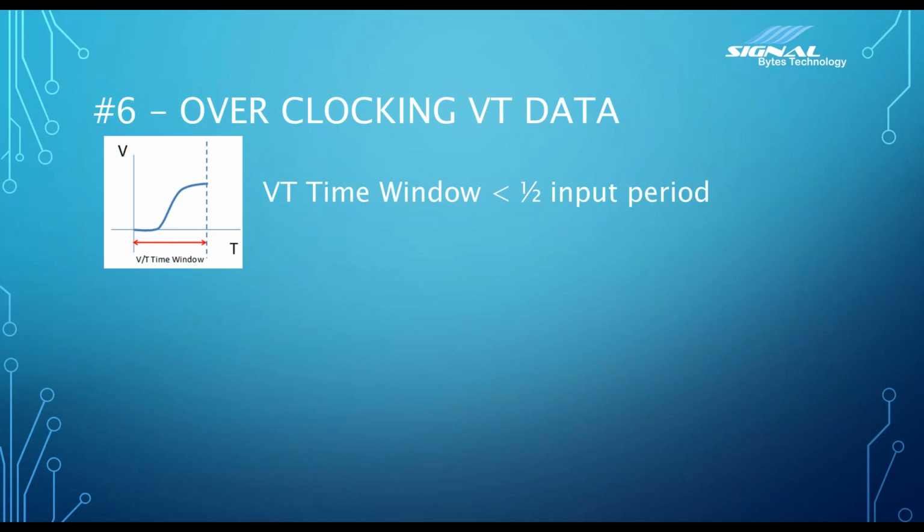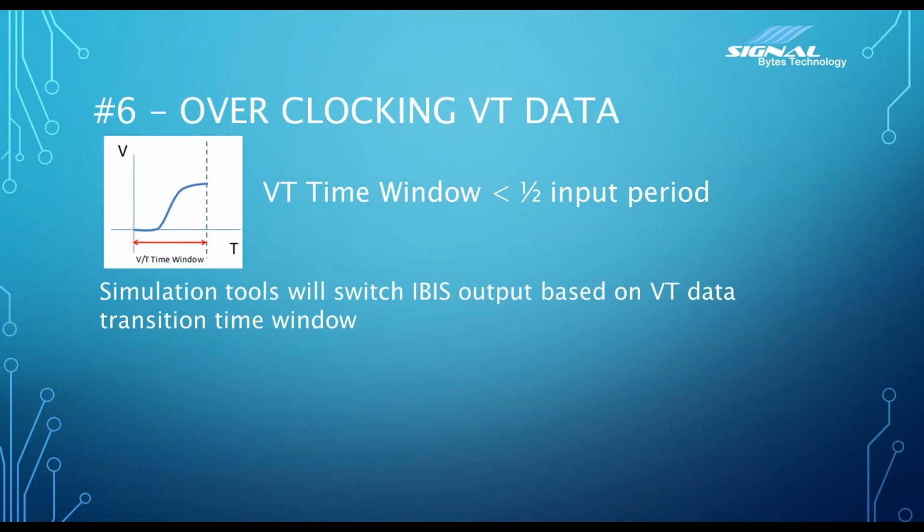When you look at your voltage-time data window, ideally this is going to show you the transition states of your pull-up and pull-down going from low to high and then high to low. The way the simulation tool is going to use this data is it's going to try to switch the IBIS data, to switch your model, based on this transition time window.